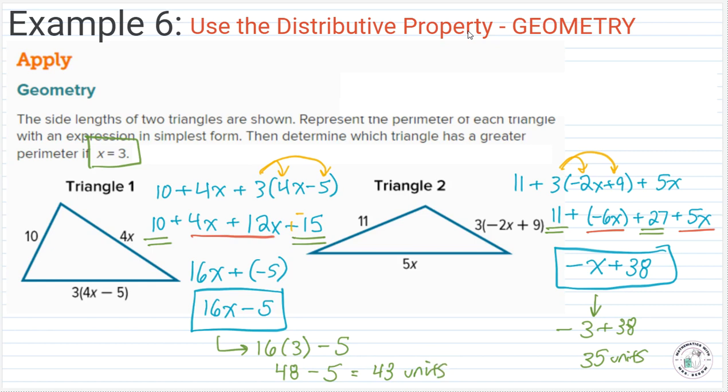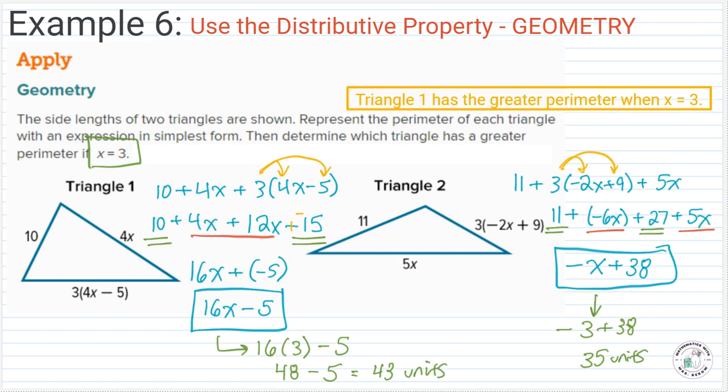So the triangle that's going to have a greater perimeter, we're going to find that triangle 1 has the greater perimeter when x is equal to 3. And again, super quick calculation once we've had that simplified expression, which is why in math we tend to say, hey, simplify, because it does make your calculations a lot quicker when we have those simplified algebraic expressions to work with.